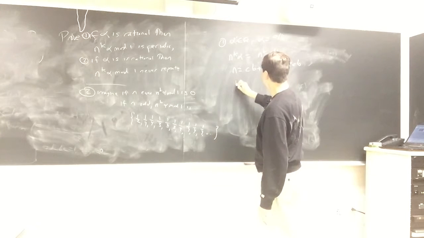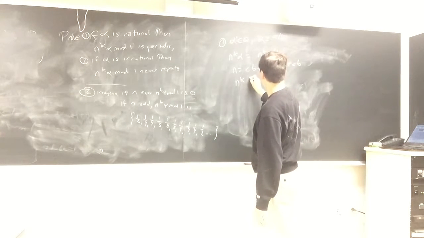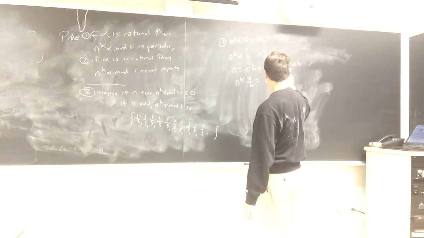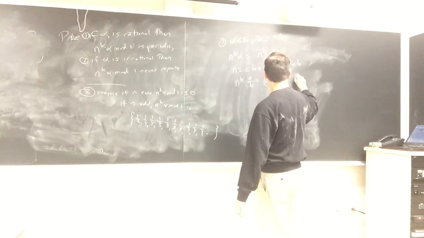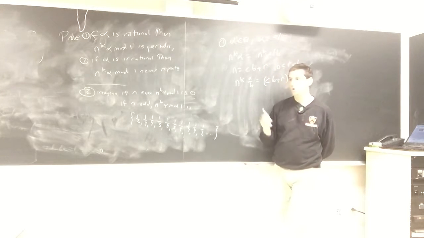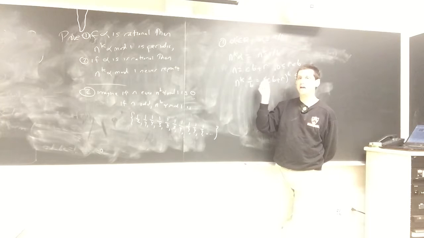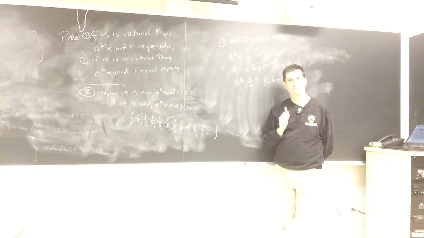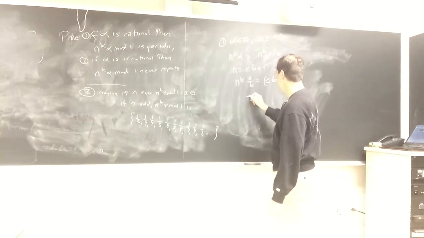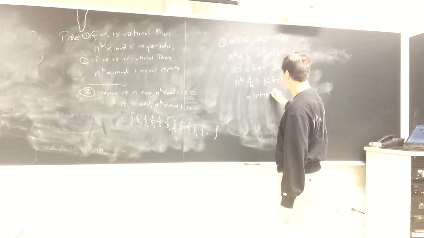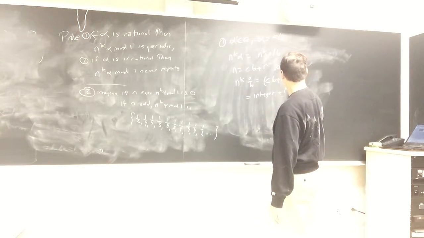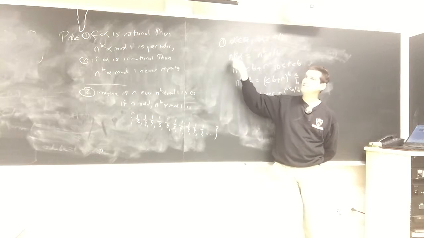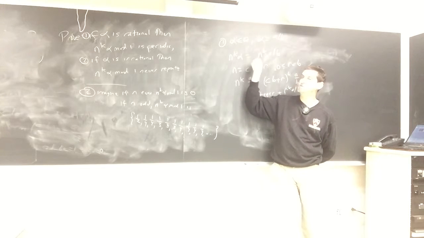And now when I look at n to the k a over b, this is going to be cb plus r to the k, times a over b. When I expand this out, everything is going to have a factor of b except for the r to the k term. And so this will equal an integer plus r to the k a over b. And so this proves that it's periodic with period b.